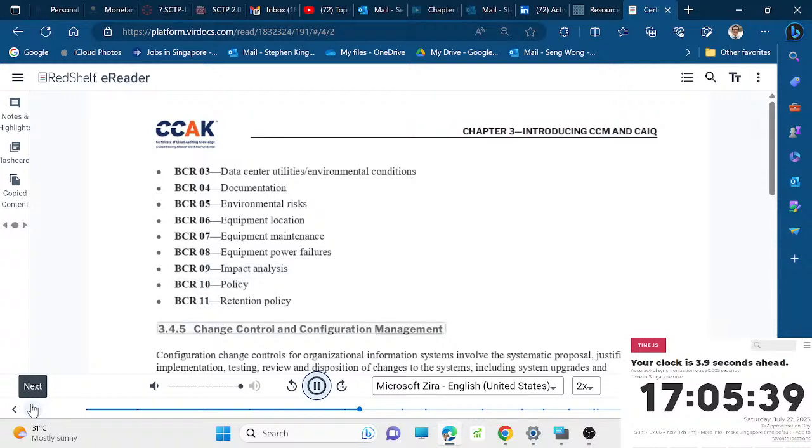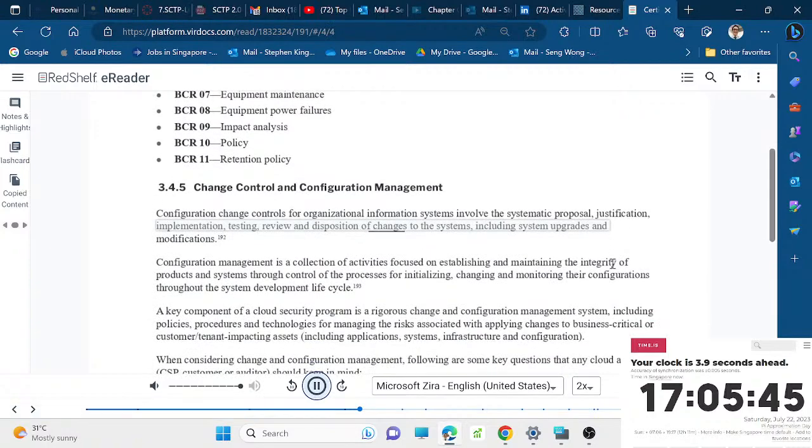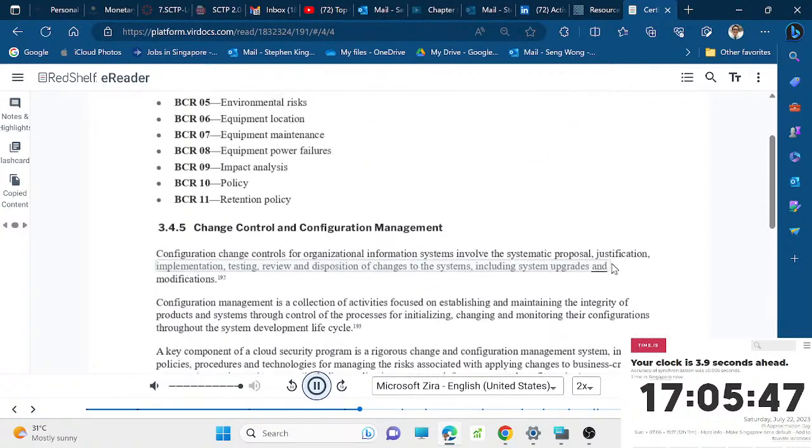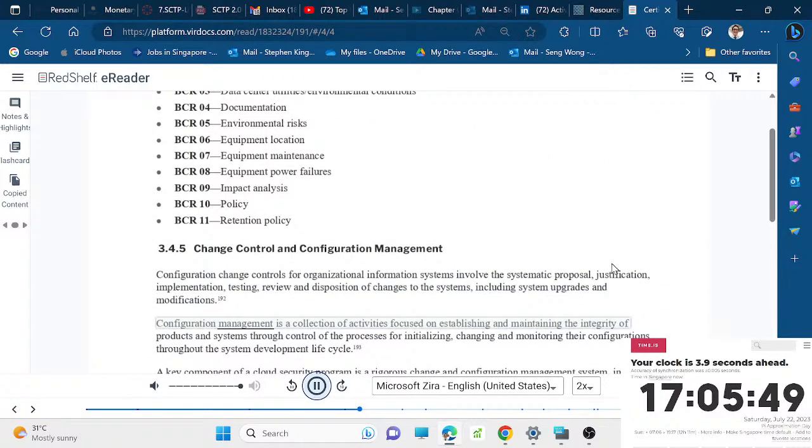3.4.5 Change Control and Configuration Management. Configuration change controls for organizational information systems involve the systematic proposal, justification, implementation, testing, review, and disposition of changes to the systems, including system upgrades and modifications. Configuration management is a collection of activities focused on establishing and maintaining the integrity of products and systems through control of the processes for initializing, changing and monitoring their configurations throughout the system development lifecycle.